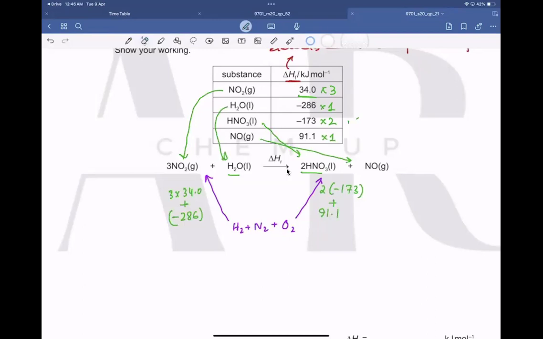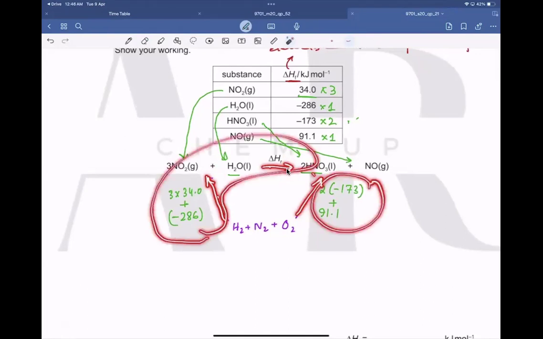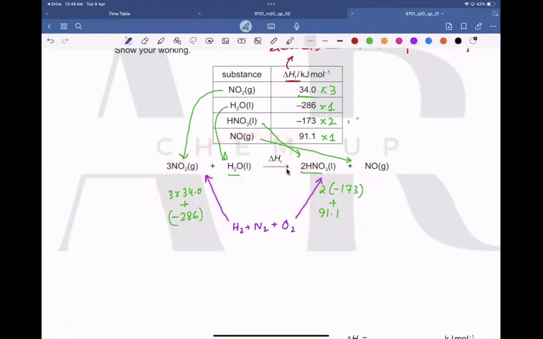Okay, Banin, let me check. If you see the direction of the arrows, these two are the 2 step and this is the 1 step. So remember, always 1 step is equal to the 2 step. So if I make the equation, it would be 3 times 34 plus minus 286 plus delta HR is equal to 2 times minus 173 plus 91.1.